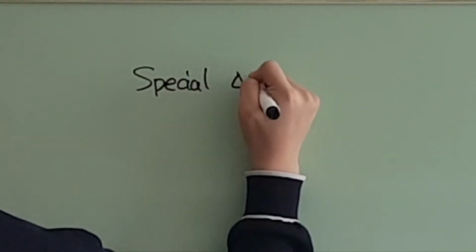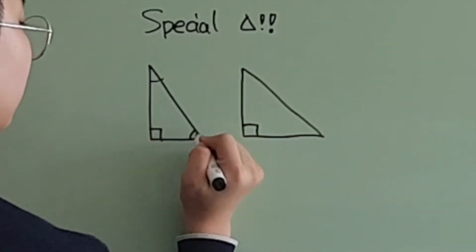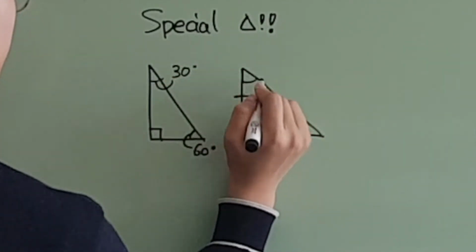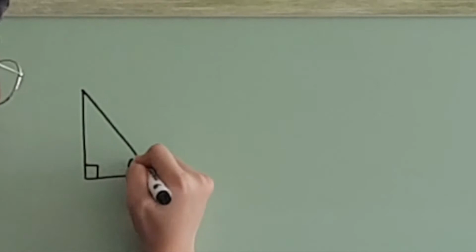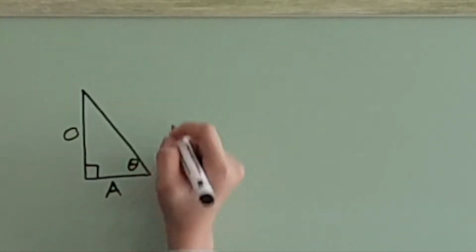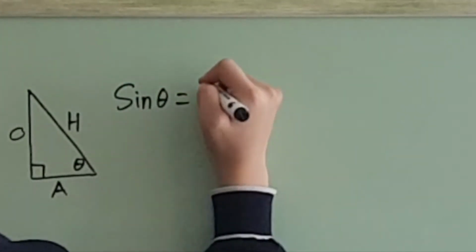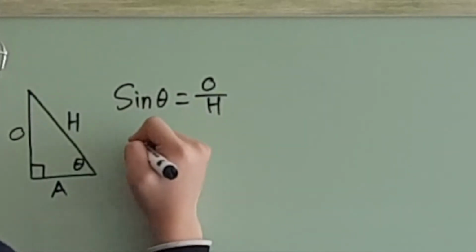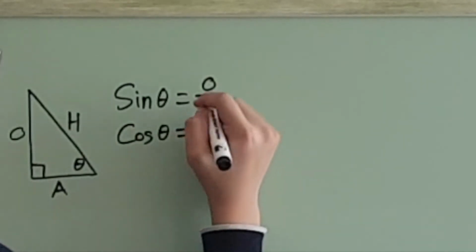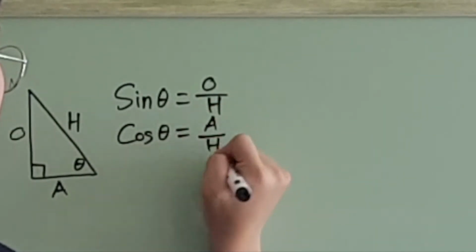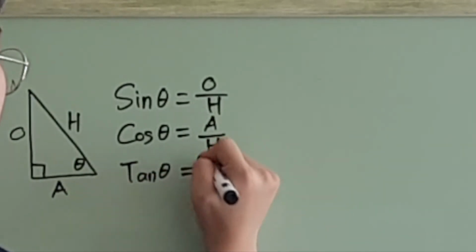There are two types of special triangles: a right triangle with 30, 60, 90 degrees, and a right triangle with 45, 45, and 90 degrees, which is an isosceles. The segments, adjacent and opposite, are determined by the two angles other than the right angle. The hypotenuse will be the longest segment of the right triangle. If the angle is theta, sine theta will be opposite over hypotenuse, cosine theta will be adjacent over hypotenuse, and tangent will be the ratio of opposite over adjacent.